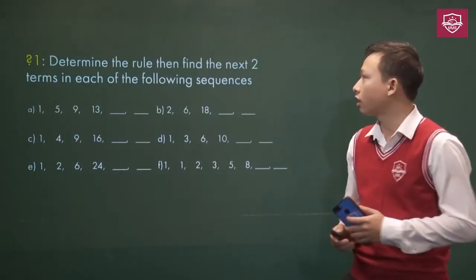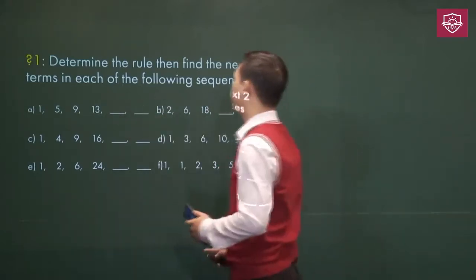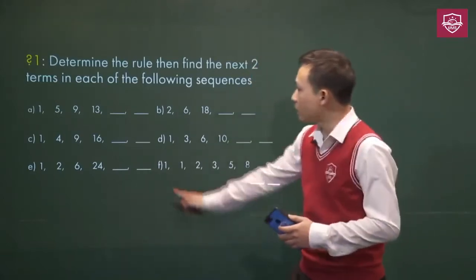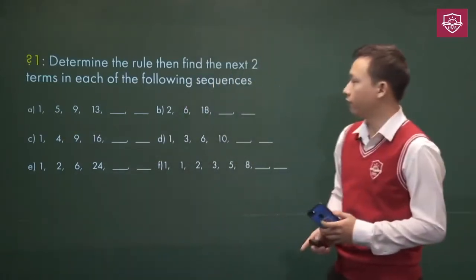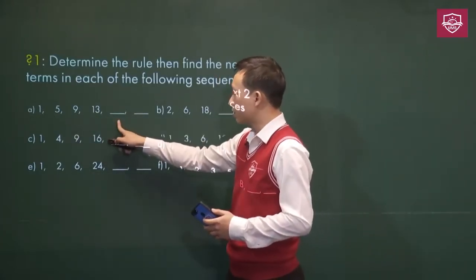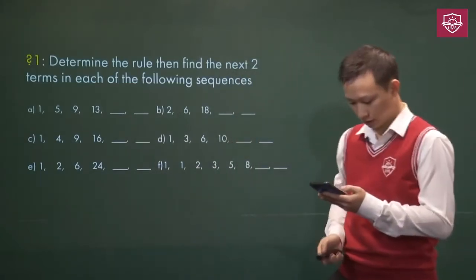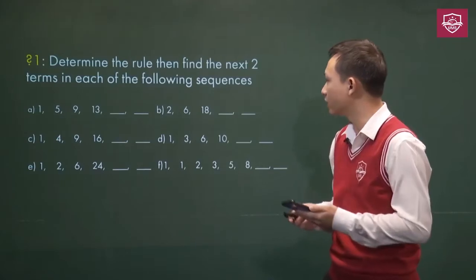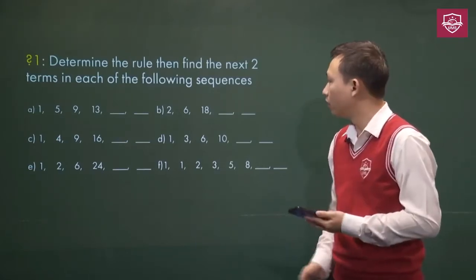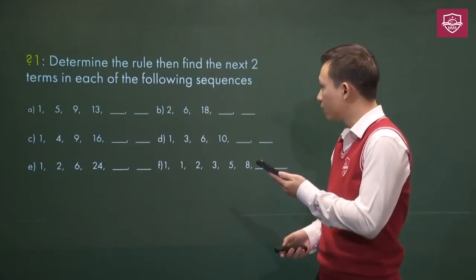Now, in the first question, I want you to determine the rule, then find the next 2 terms in each of the following sequences. Can you see the numbers clearly? In item A, we have 1, 5, 9, 13, and it is asked to find the next 2 terms. Easy. Somebody is saying easy. I guess it's truly easy. Okay. 15 and 17. That's right.